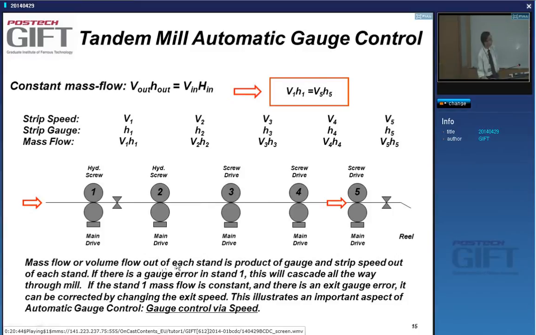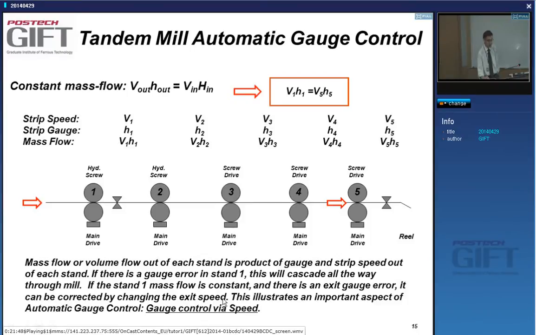So the mass flow, or the volume flow, out of each stand is the product of the gauge times the speed of the strip out of each stand. If there is an error of gauge here, it will always propagate through the mill. Say we have a constant mass flow out of stand 1, and say we have an exit gauge error. We can correct it by changing the speed, because if you have to correct for H, you can do this by changing the velocities.